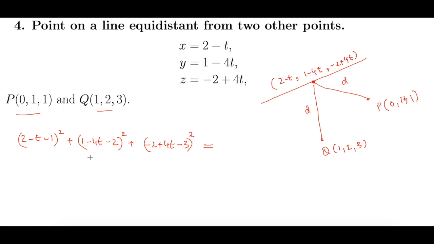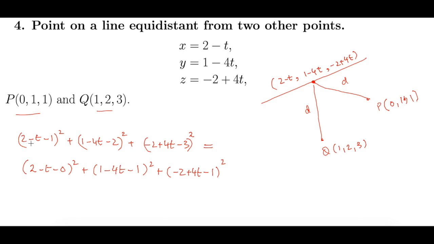This is equal to this distance, which is 2 minus t minus 0 squared plus 1 minus 4t minus 1 squared plus -2 plus 4t minus 1 squared. Correct? All we have to do now is some algebra: open it, combine like terms, and solve.